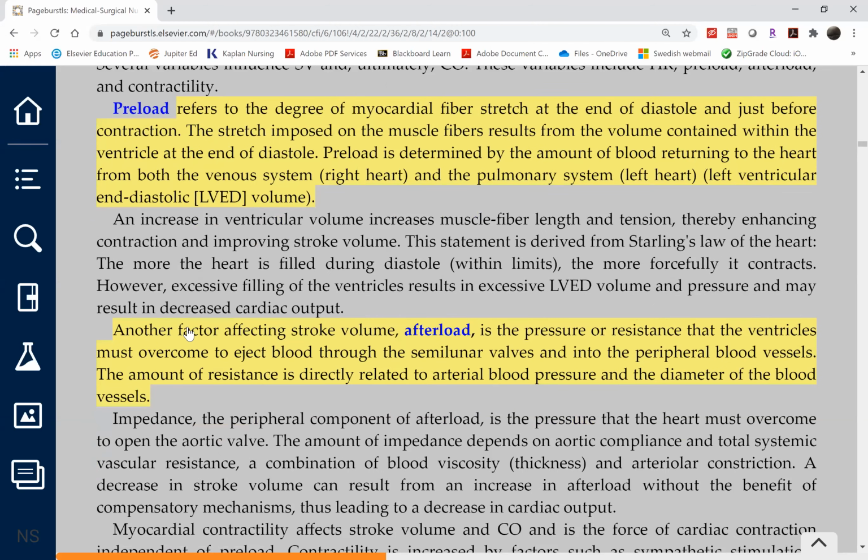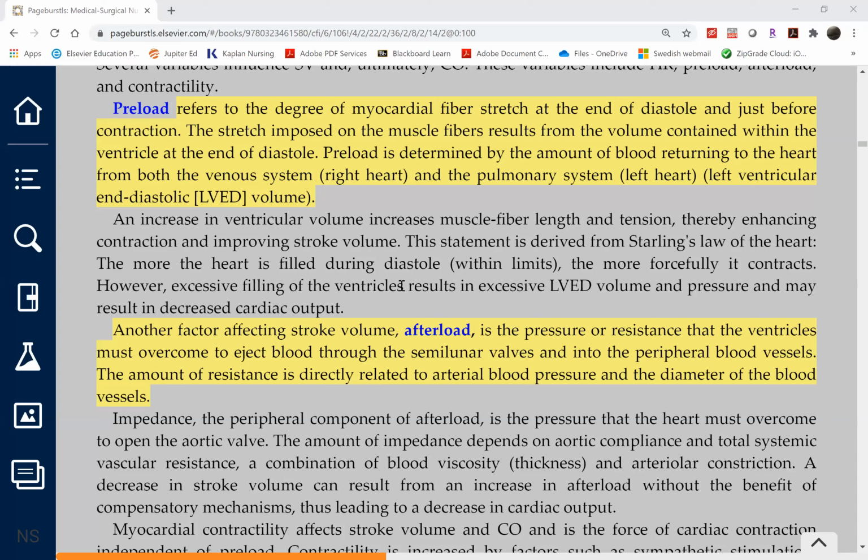Next is the afterload. What is afterload, Mr. Christopher? Chris? Okay, let's hear from Miss Alexa. What is afterload? Do you mean to read it? Yes, please.